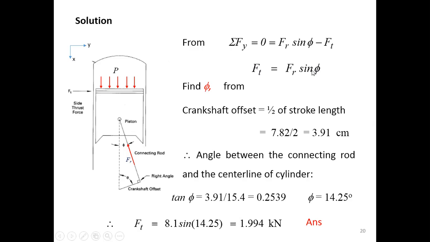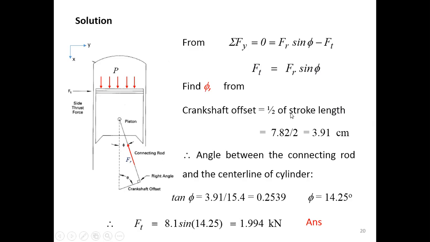But we have to find what the phi is here, right? To find the phi, we look at this triangle. This is the length of the connecting rod. This is the crankshaft offset, and the crankshaft offset is half of the stroke length.